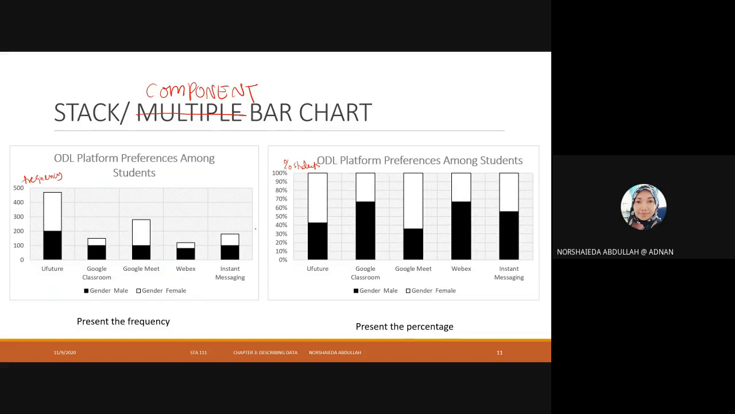Okay, so depends on the question, what type of bar chart it tell you to construct. Kalau dia minta frequency stack bar chart, you draw the frequency. If percentage, you need to convert the frequency to percentage first. Okay.